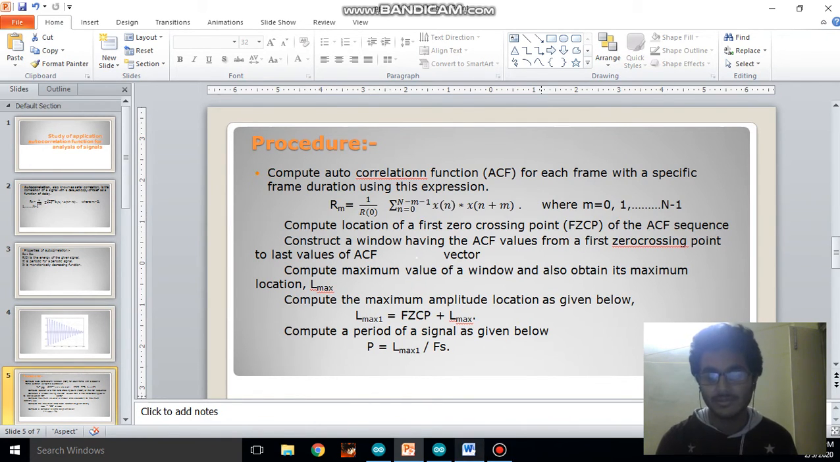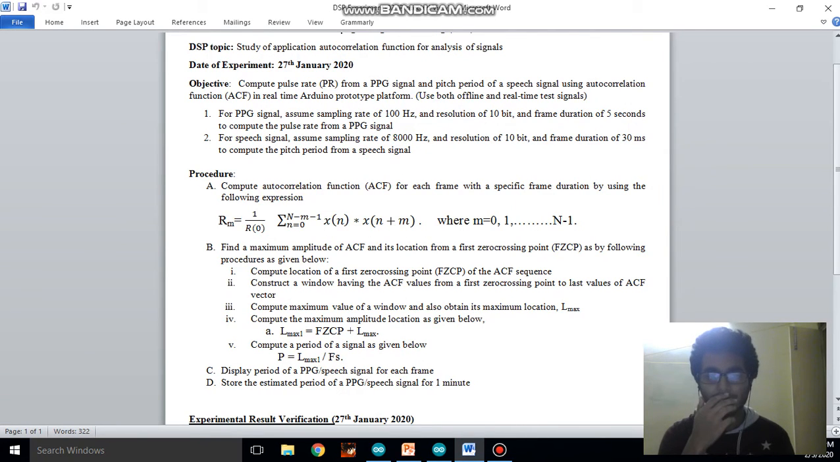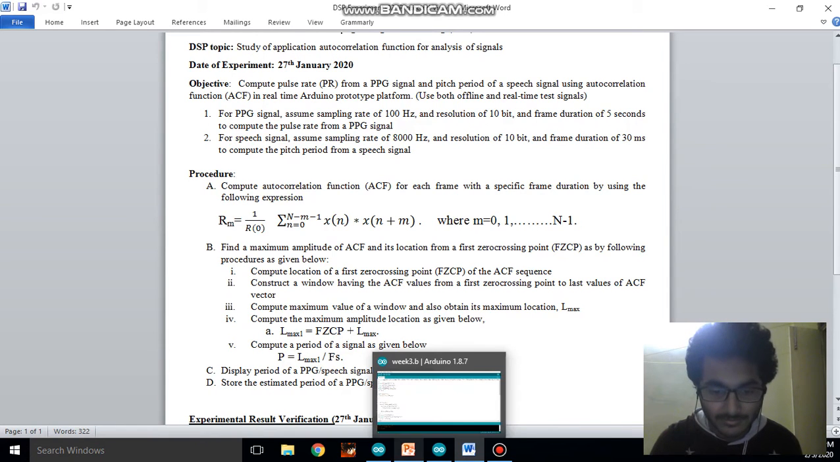So let us see the procedure. Firstly, to find the pulse rate we need to compute the autocorrelation. Before computing autocorrelation we need to first remove the noise. So we smooth out the signal by passing it through the MA filter, and we find the mean and subtract it from the signal so that it shifts and normalizes. After that we can find the autocorrelation and follow the remaining steps to find the pulse rate. So let us see that.